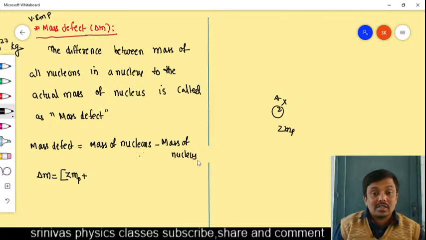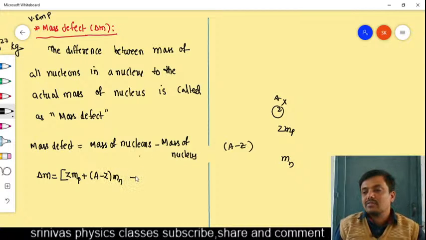Nucleons means neutrons also come. How many neutrons are present in the element? A minus Z. One neutron mass you take as m suffix n. Total number of neutrons is A minus Z, then (A minus Z) into mn is the mass of all neutrons. Minus the mass of nucleus, we want. Mass of nucleus is capital M. This is the formula for the mass defect.